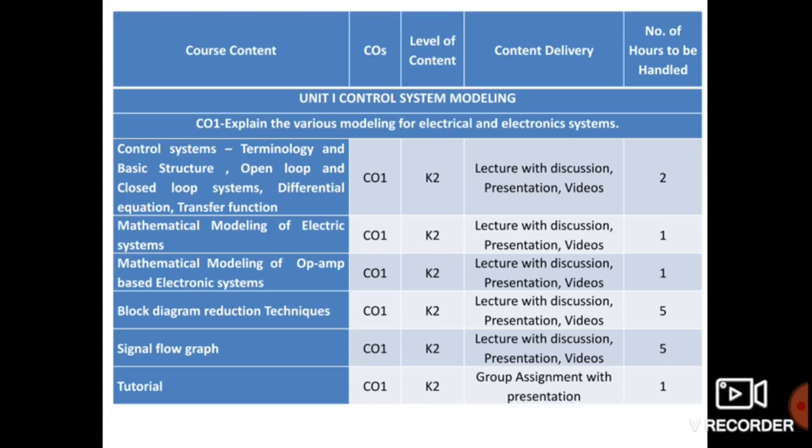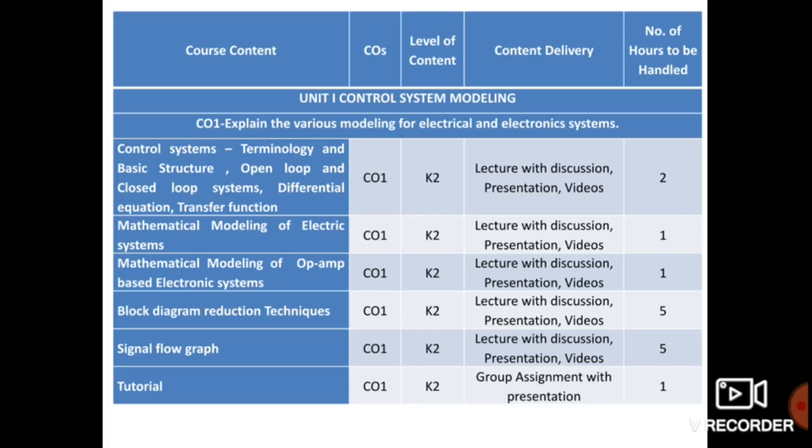Then we'll be learning about the mathematical modeling of electrical systems and electronic systems. In electronic systems, we'll be concentrating on op-amp based electronic systems. That is, if you want to design a system, we need to derive the corresponding mathematical model of the system. After determining the mathematical model, we may design the particular electrical or electronic systems.